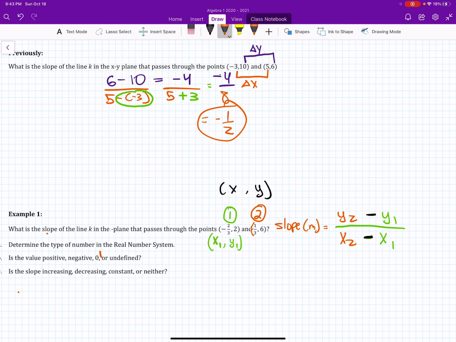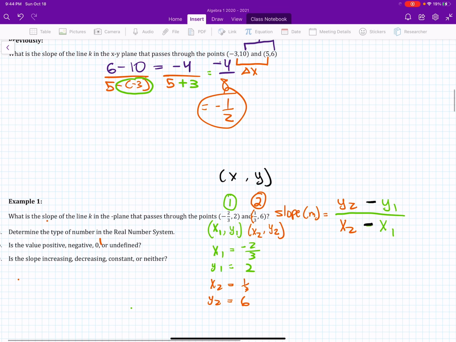And 1/3 is our x2 and 6 is our y2. And we can identify them like this: x1 equals -2/3, y1 equals 2, x2 equals 1/3, y2 equals 6.